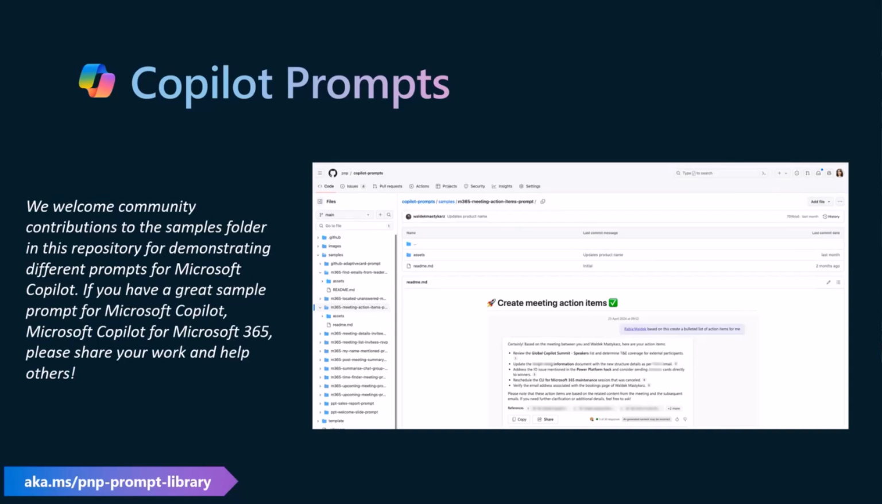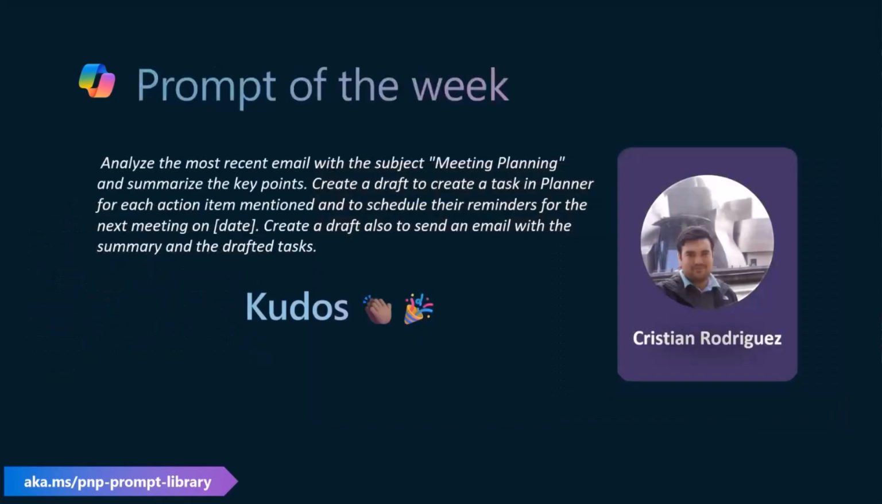And the prompt of the week this week is coming from, let me click one more time, from here, from Christian Rodriguez. And it's basically: analyze the most recent email with the subject of meeting planning, summarize the key points, create a draft to create a task in Planner for each action item, and so on. Create a draft also to send an email with the summary and draft a task. It's actually a great prompt, calling the Copilot to work on behalf of us in certain business operations. And that saves time. And therefore, Copilot is helping us to be more efficient. Really cool. Thank you, Christian, for that one.